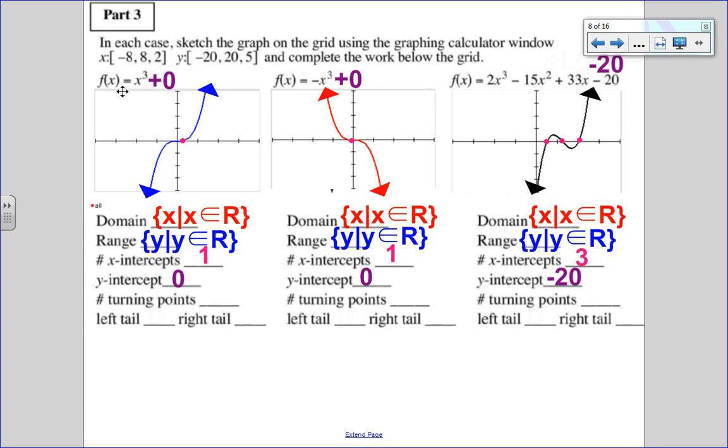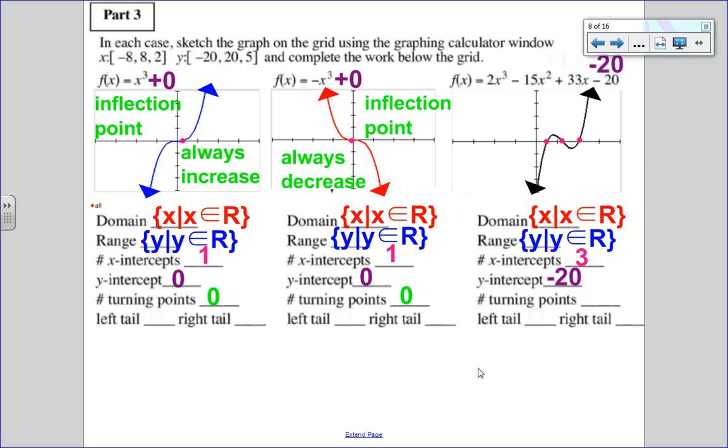Okay, number of turning points. So this function here in blue is always increasing, so it has no turning point. It has a point of inflection. This one here going down is always decreasing, so it also has no turning point. Okay, for this one here, you can see I have a maximum point. I turn around and have a minimum point, so I actually have two turning points, a local max and a local min.